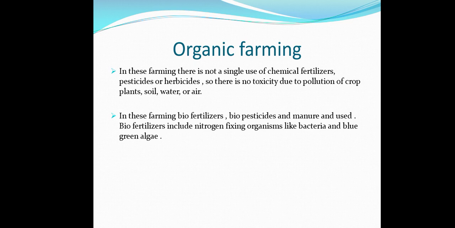Next, organic farming. In this farming, there is no use of chemical fertilizers, pesticides or herbicides. So there is no toxicity or pollution of crop, plant, soil, water or air. In this farming, biofertilizers, biopesticides and manure are used. Biofertilizers include nitrogen-fixing organisms like bacteria and blue-green algae.